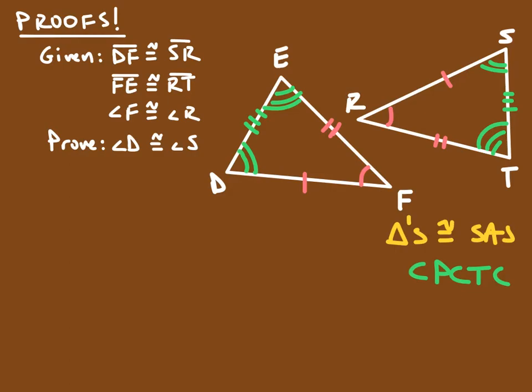And so from that, what I then know is that angle D is congruent to angle S, all right? And so I'm able to make everything in green. I'm able to draw all those conclusions by using CPCTC, corresponding parts of congruent triangles are congruent. Okay, so let's write out this proof in a formal sense.